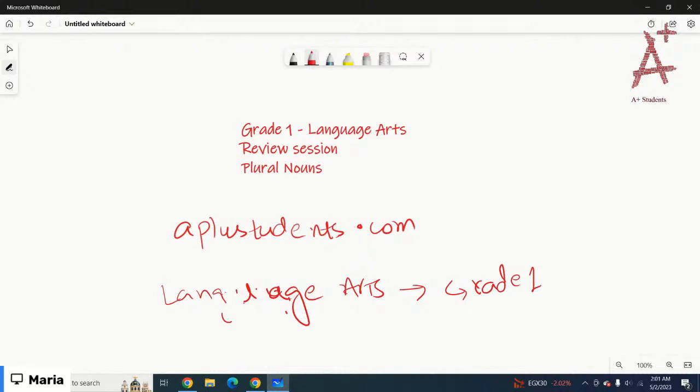We're going to do a review session. We were working on nouns last week, so today we're going to continue the same lesson. We are done with all the lessons on A Plus Students for language arts. If you need help with any lesson, just write the lesson name in the chat box and I will cover it. Today we're going to start with the plural nouns.